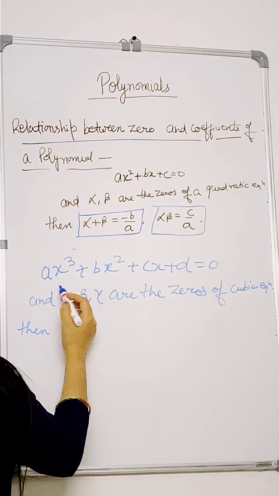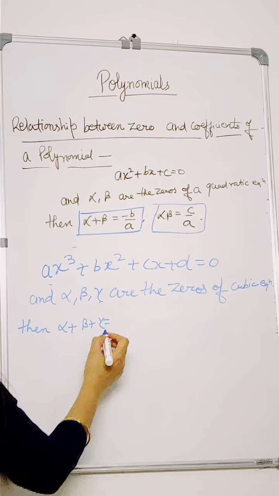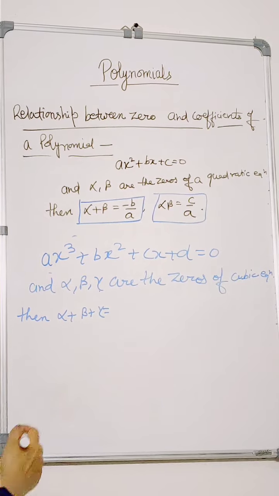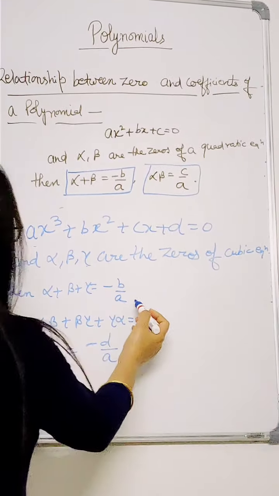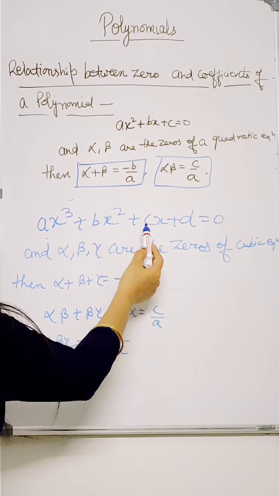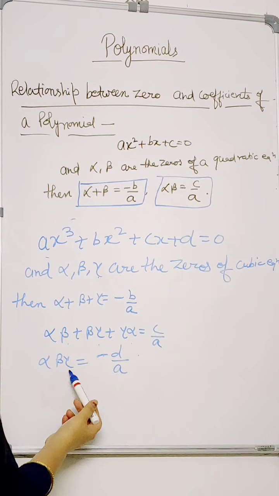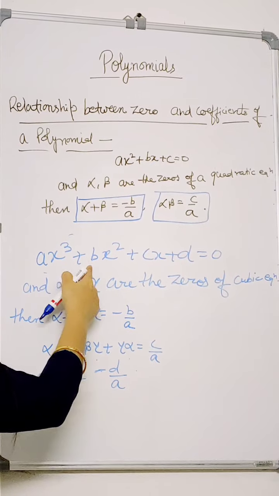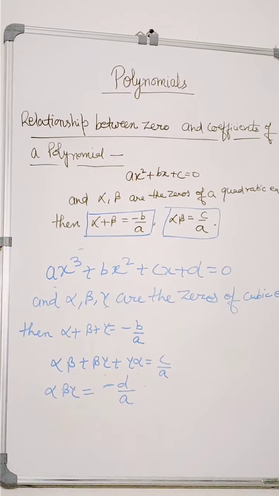Then the relation between zeros and coefficients is: alpha plus beta plus gamma is equal to minus b upon a. Alpha beta plus beta gamma plus gamma alpha is equal to c upon a, and the product of the three zeros, alpha beta gamma, is equal to minus d upon a.